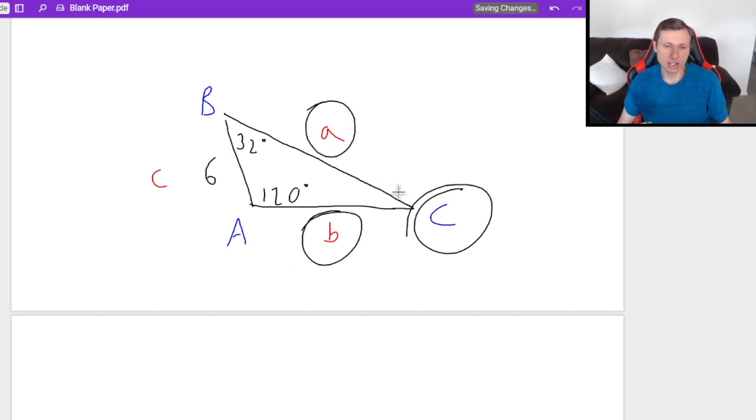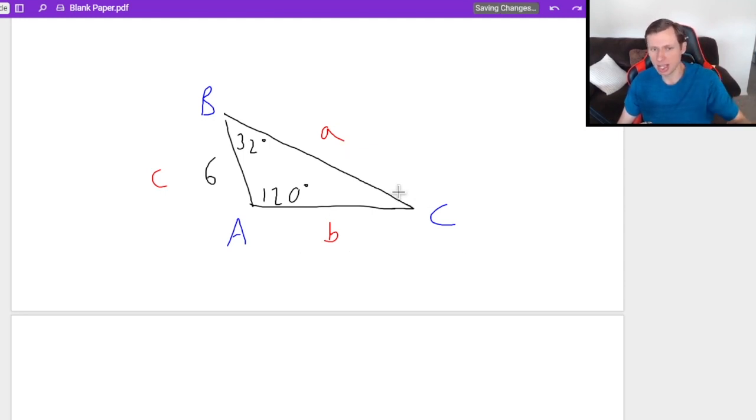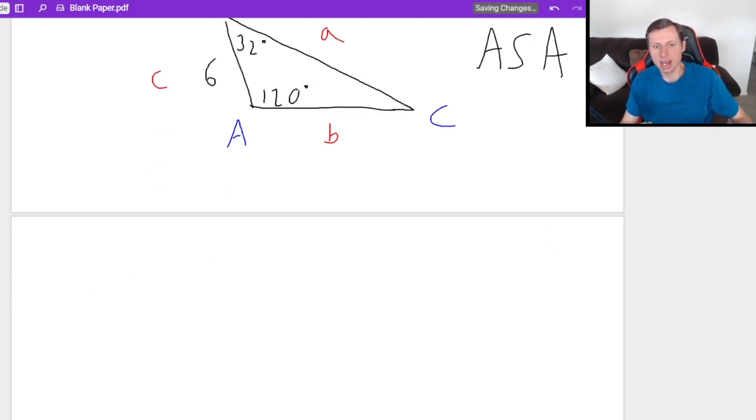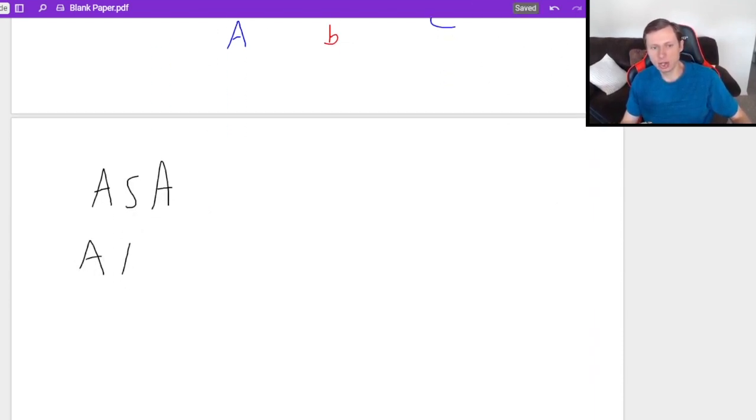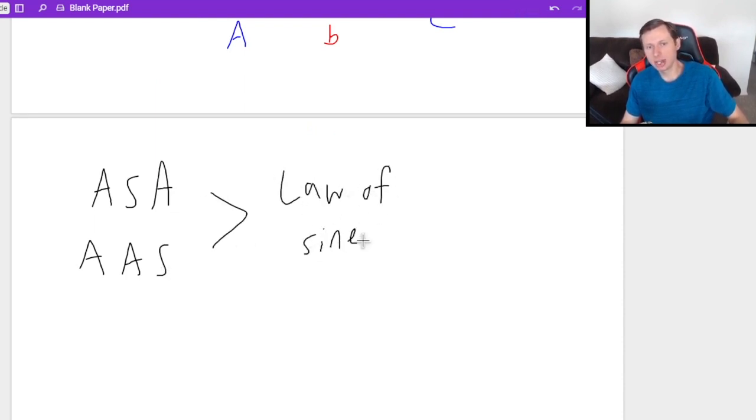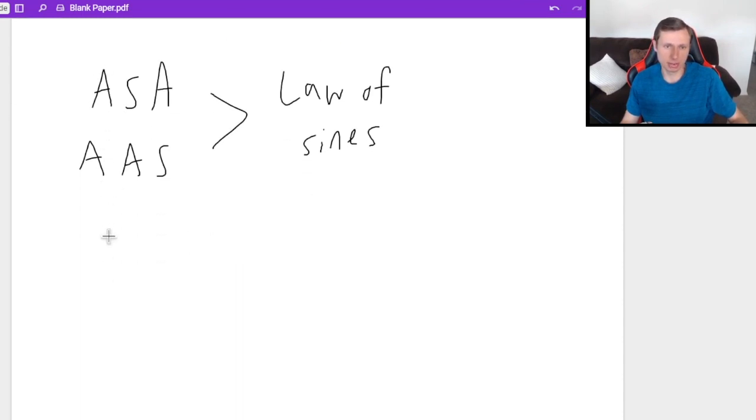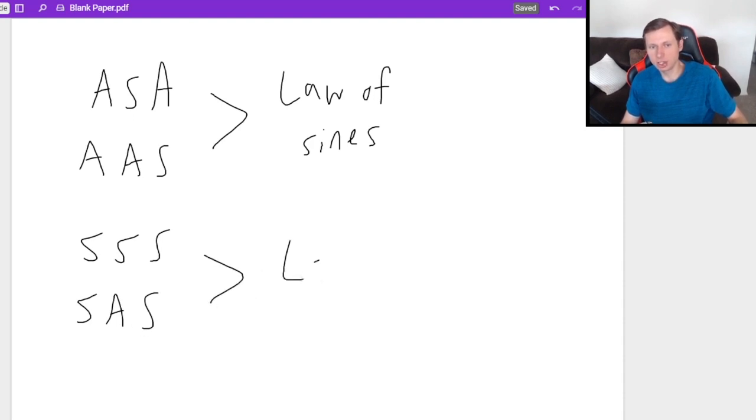We can use the law of sines to find all of these things, and the reason why is because of what information I gave you. If you look here, I have an angle, I have a side, and then I have another angle. If we remember our triangle congruency theorems, you would call this ASA, angle, side, angle. And as it turns out, angle, side, angle, and angle, angle, side work great for the law of sines. So we're going to use law of sines whenever you have these two triangle congruency theorems. Then if you have side, side, side, or side, angle, side, for these you're going to use the law of cosines, which I'll cover in the next video.